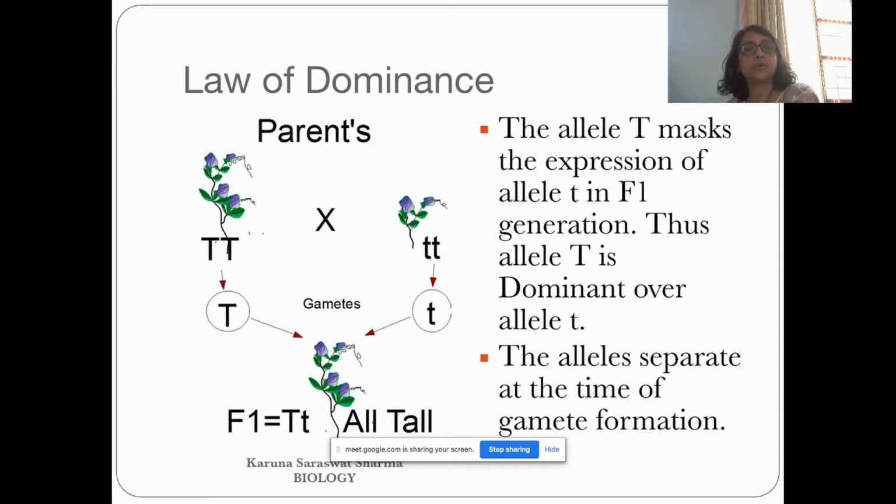The allele capital T masks the expression of the allele small t in the F1 generation, and therefore when you cross a pure tall plant with a pure dwarf plant, as you can see in the figure here, capital T, the tall pea plant, crossed with small t, the dwarf pea plant, these are the pure varieties. When these two are crossed, the only possible gamete in the tall plant is capital T. The only possible gamete in the dwarf plant is small t. When the pollen and the egg of these two plants fuse with each other, then you get capital T, small t kind of plants, and they are all tall in the F1 generation.